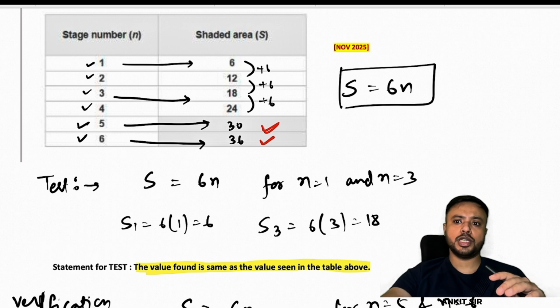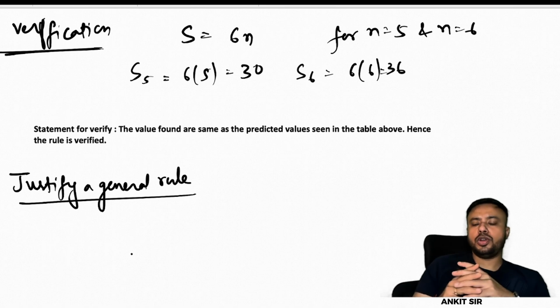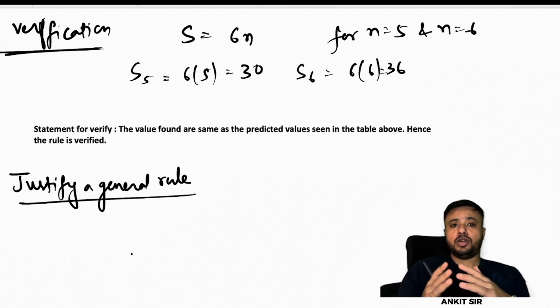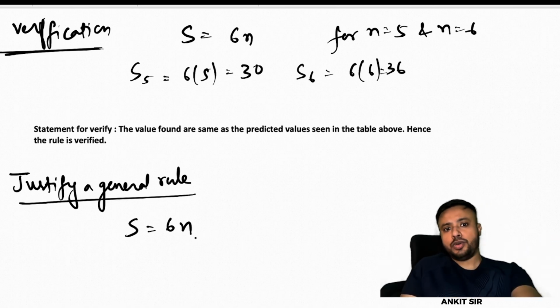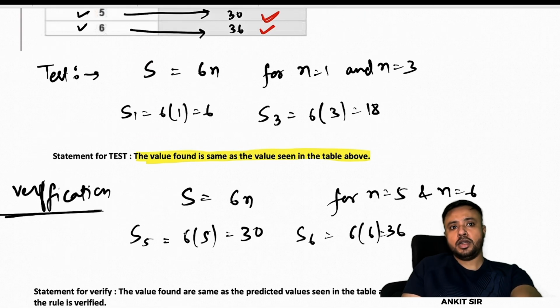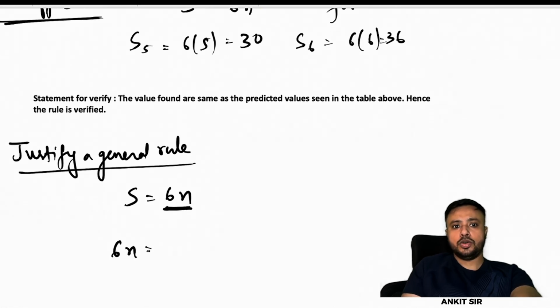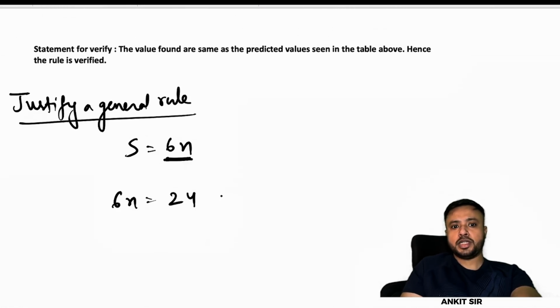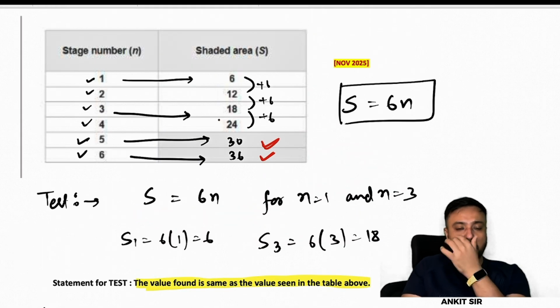Now let's see how we justify a general rule. In justification, guys, please understand, when you justify a general rule, you basically have to show that this particular general rule is true for everything. Here you can clearly see that S is equal to 6n. So what I'm going to do is equate this 6n to any of the terms which were given in the question. Let's say I'm equating 6n to 24. So when I get 6n equal to 24, the n value I'll get is 24 by 6, which is equal to 4. Hence you can clearly see that at n equal to 4, the S value was 24.